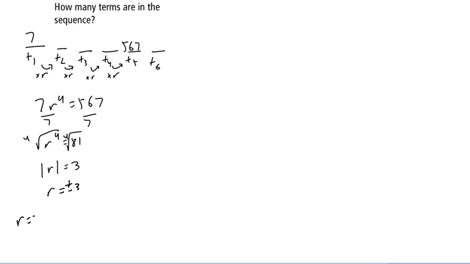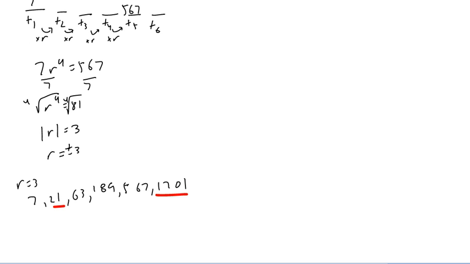Either r equals 3, in which case we'll have 7, 21, 63, 189, 567, and 1701. And they wanted T2 and T6, so those are the two values the question asked for.